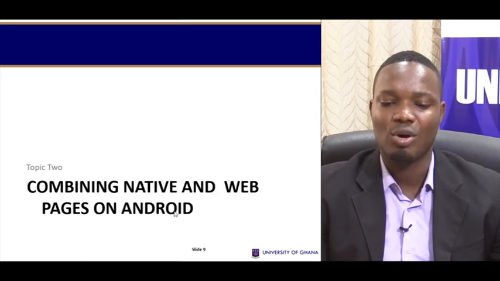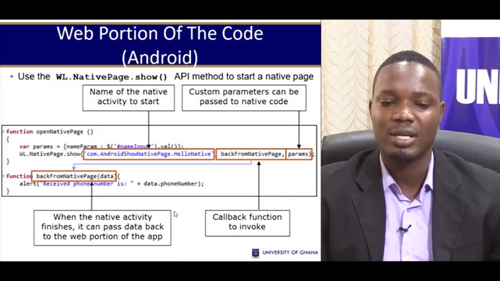Now we want to see how to combine native and web pages on Android. Okay, so the web portion of the code for Android, here we are going to use the WL.NativePage.show API method to start a native page. So this snippet has several parts.